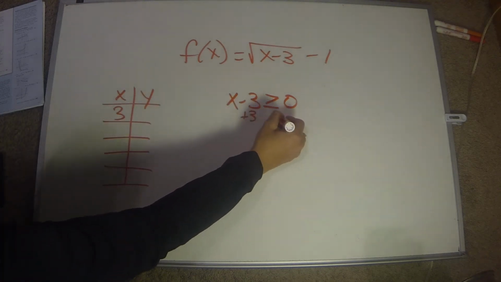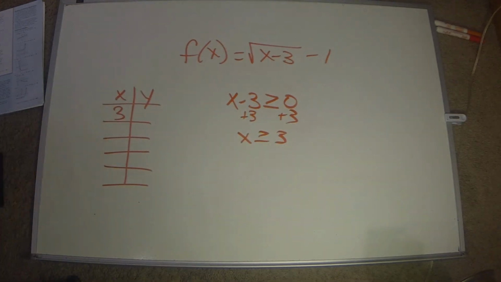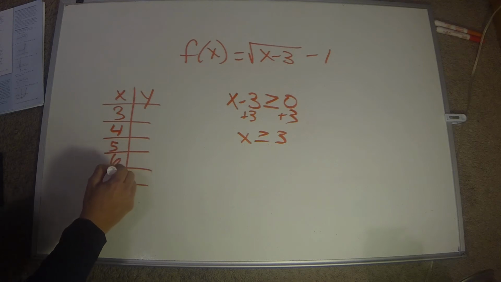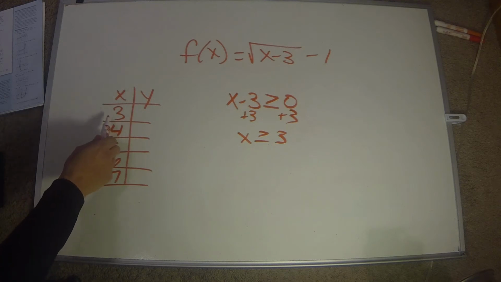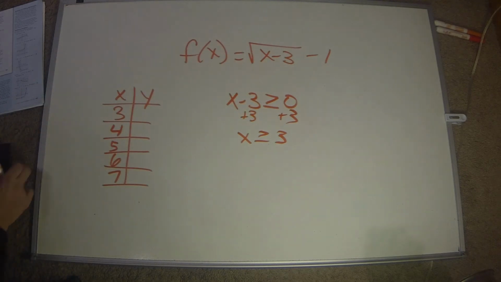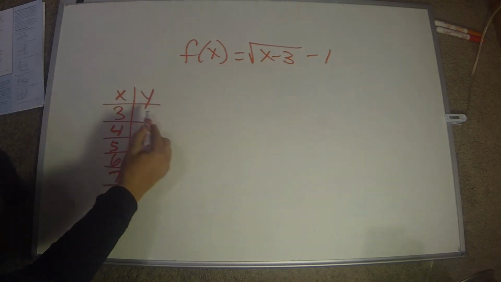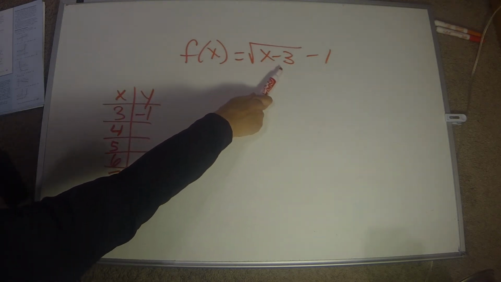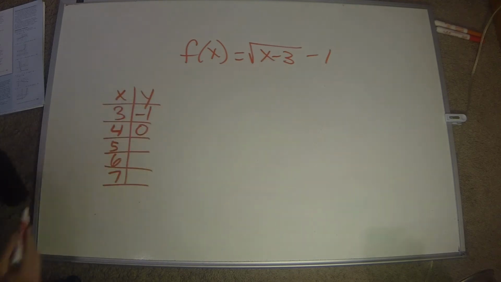So we would add 3, x is greater than or equal to 3. So that's where we can tell where our first x value is and where we need to start. So we'll start here, 3, and we'll just go down 4, 5, 6, 7 for our 5 points. So when 3 is underneath here and we plug it in, 3 minus 3 is 0. So 0 minus 1 is negative 1. If we plug in 4 here, 4 minus 3 is 1. The square root of 1 is 1. So 1 minus 1 is 0.